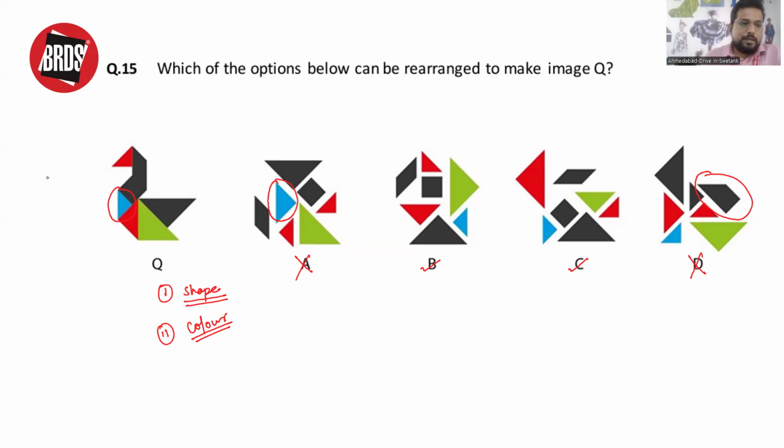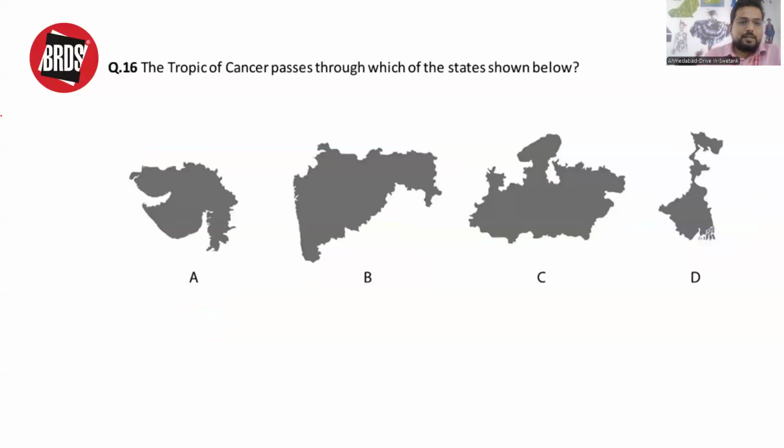Moving ahead to the next question. Question number 16 is asking: the Tropic of Cancer passes through which of the states shown below. It is a question based on general awareness, but could be very easily solved if you know that the Tropic of Cancer passes exactly through the center of our country. It passes right through the middle.